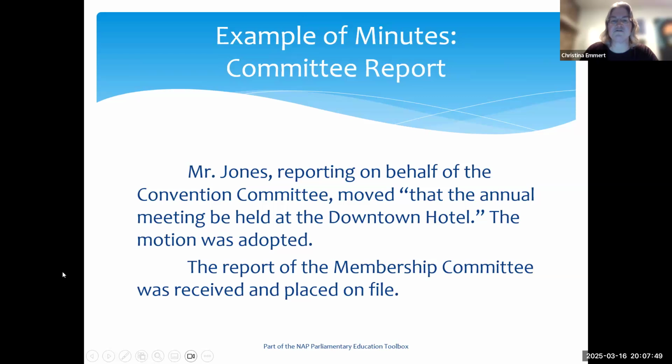Committee report: Mr. Jones, reporting on behalf of the convention committee, moved that the annual meeting be held at the downtown hotel. The motion was adopted. Or if it's a report where there were no recommendations: the report of the membership committee was received and placed on file. That's all you have to put. You don't have to put anything else about what was in the report.